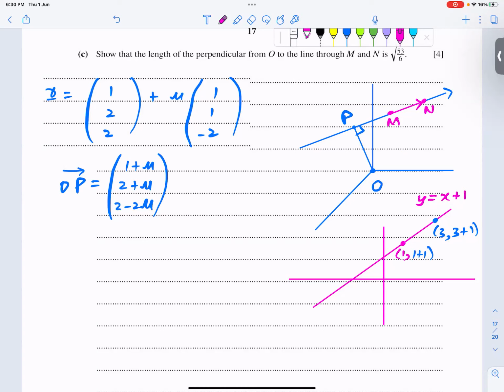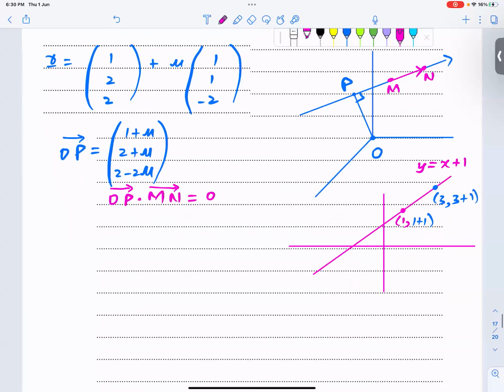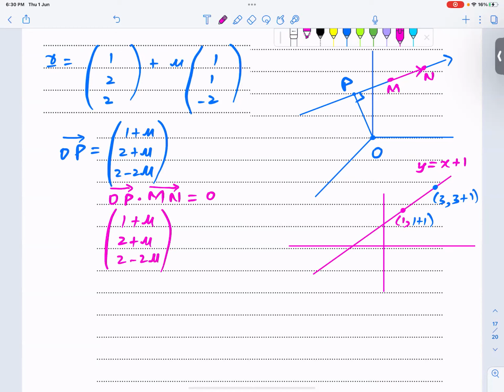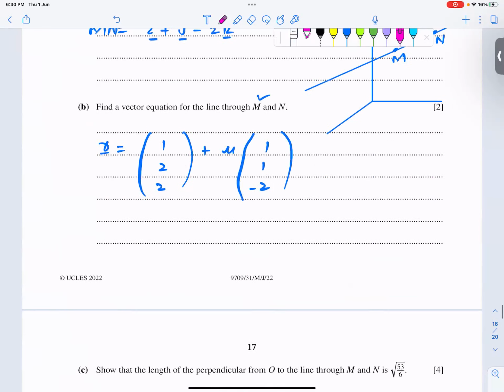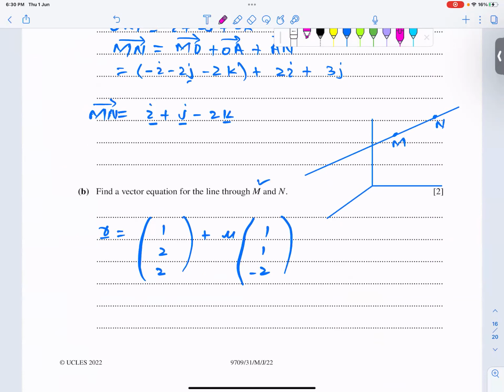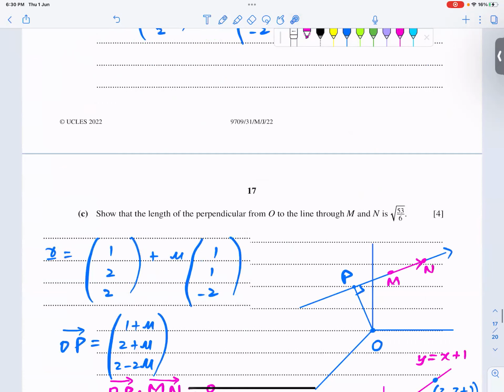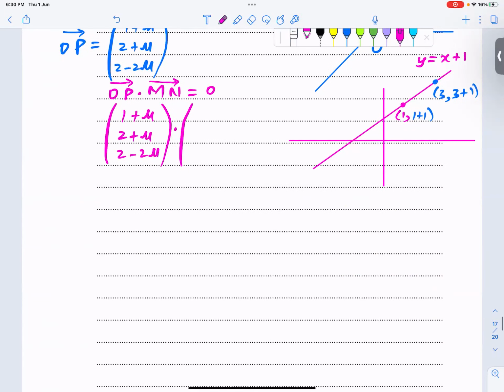Now we have learned the concept that whenever two vectors are perpendicular, their dot product, or scalar product, will be 0. So (1 plus mu, 2 plus mu, 2 minus 2 mu) dot MN. MN in the previous part was (1, 1, minus 2). You can see here (1, 1, minus 2) equals 0.